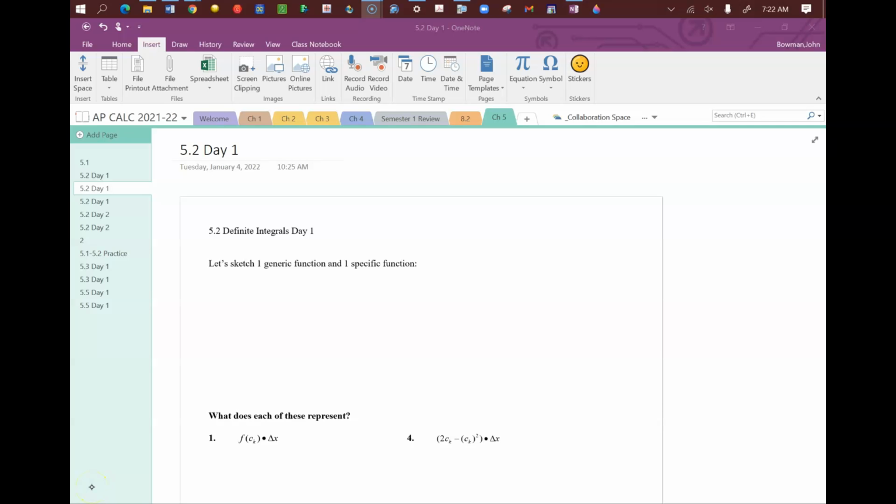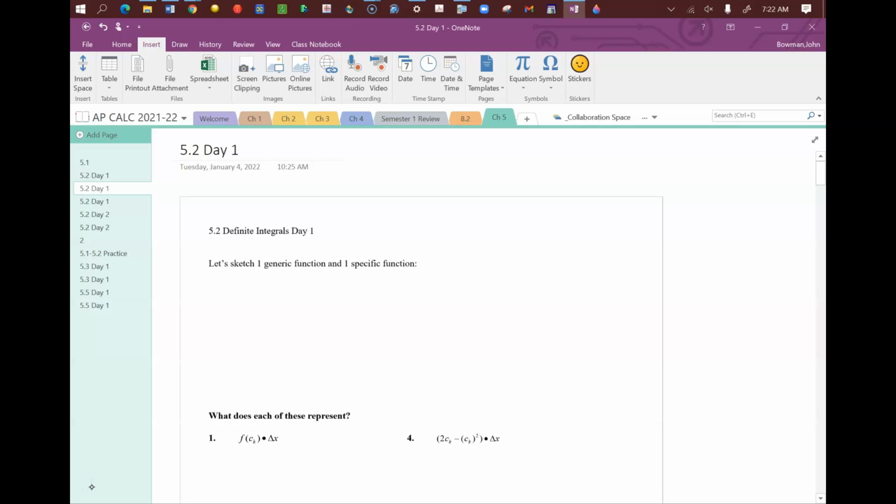Welcome back, everyone. In section 5.2, we are going to extend what we learned about Riemann sums, which were LRAM, RRAM, and MRAM, used to estimate the area between a function and the x-axis. And we're going to use some calculus, limit notation, to find not just estimates, but exact values for those areas.